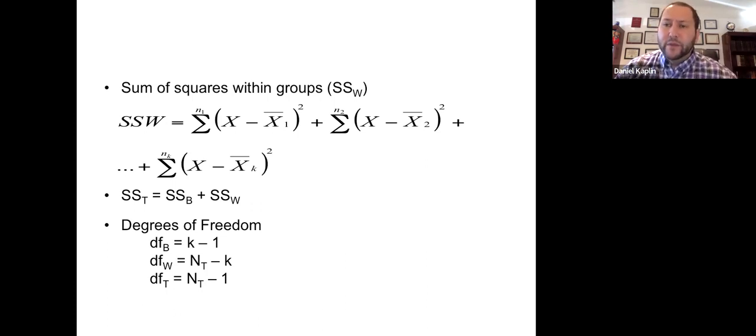Now, degrees of freedom, you recall, is the number of cases that are allowed to vary from a constant. So in the case of degrees of freedom between groups, these are the number of groups minus 1. Degrees of freedom within groups is the total number of participants in the study minus k, which is the number of groups. And then the degrees of freedom total is the total number of participants minus 1.